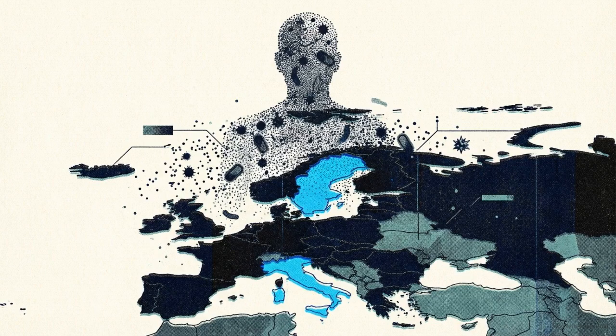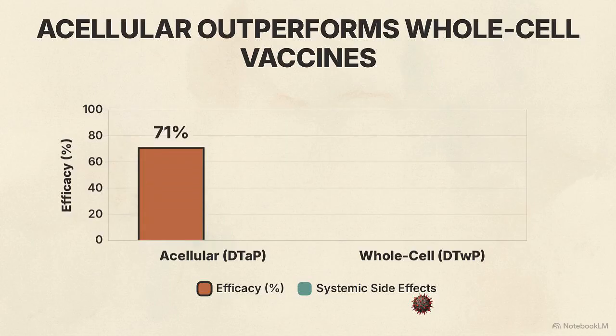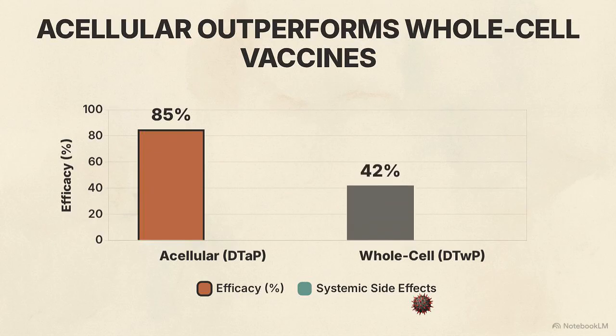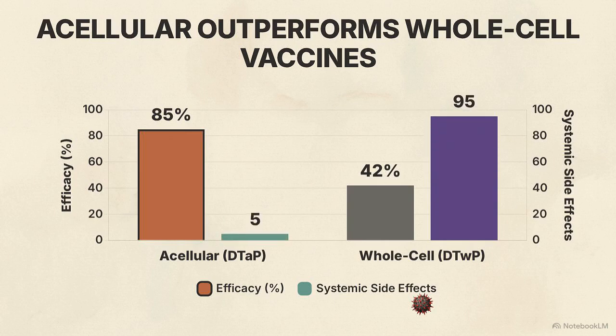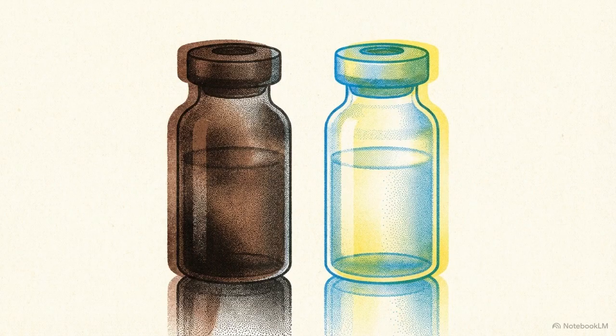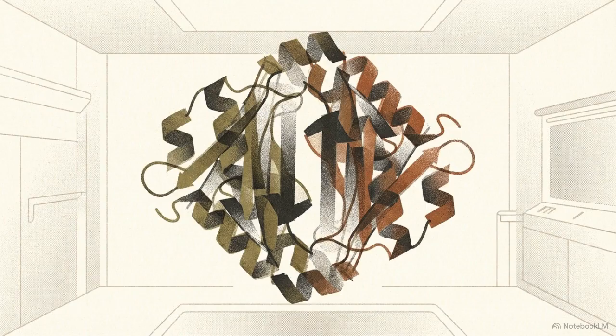Large-scale randomized controlled trials in Sweden and Italy, involving over 100,000 children, were conducted to validate this new formulation. Results showed high efficacy. Acellular vaccines protected approximately 85% of recipients from pertussis. Traditional whole-cell vaccines performed significantly worse, reaching only 36 to 48% efficacy, while maintaining a much higher rate of systemic side effects. The acellular formulation represents a shift in vaccine design. By isolating specific antigens, it provides a superior safety profile while matching or exceeding the protection offered by the whole-cell standard.